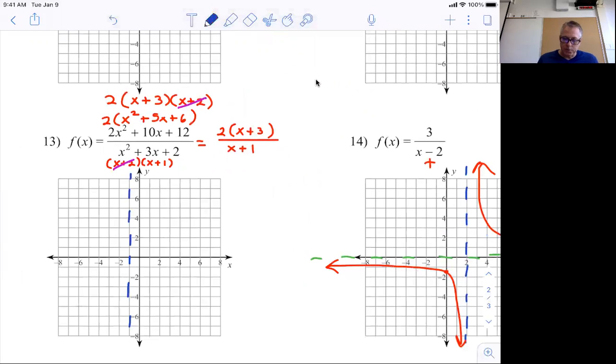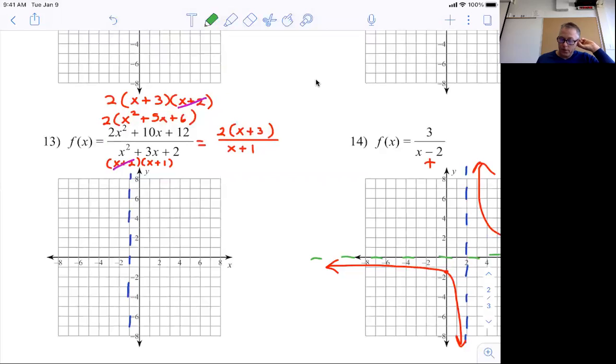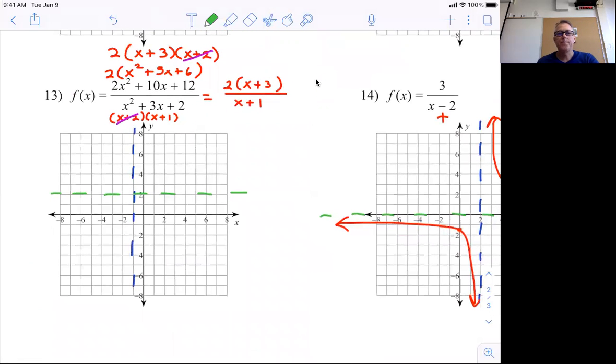The horizontal asymptote, we do the top heavy, bottom heavy or equal. These two are equal because they're both x to the first. Now don't forget on the top, 2 is our leading coefficient. So it's 2 over 1, meaning we have a horizontal asymptote at y equals 2. All right, we're getting there.